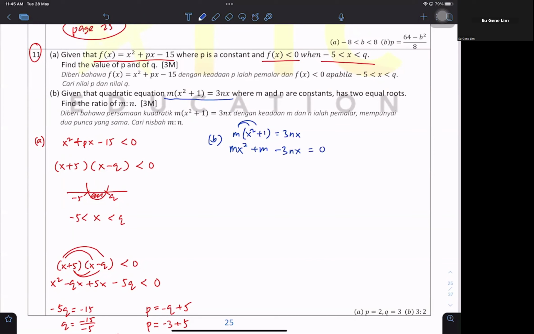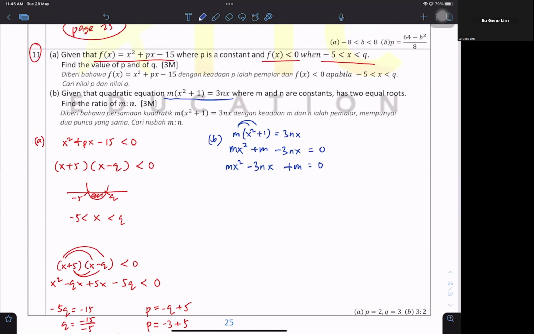Bring this over. Minus 3x equals 0. Bring over to the left hand side. Arrange into general form, with x in the middle, right? Very good. At least maybe you can get 1 mark, right?